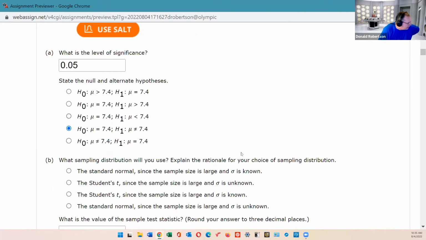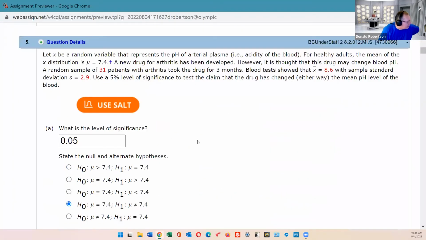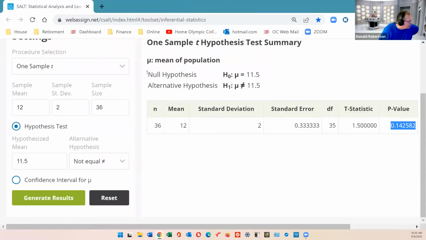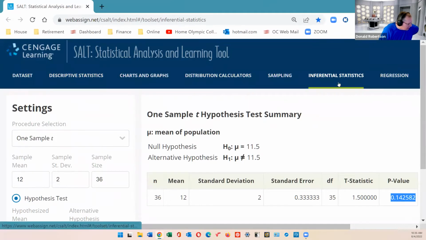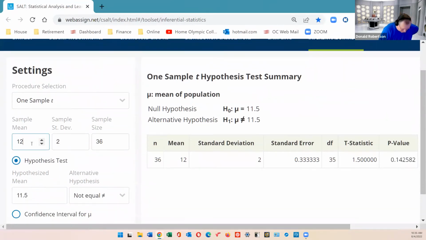And then you choose, yes, you can do it, the sample is big enough. And at this point, I should write these down when I forget. 31 patients, 8.6 for the mean, 2.9 for the standard deviation. We are ready to rock and roll. So bring this over. Inferential, one sample. The mean in this case was 8.6. The standard deviation was 2.9. And the sample size was 31.